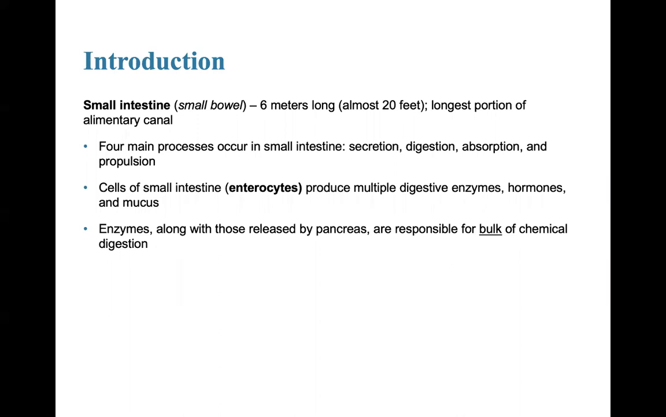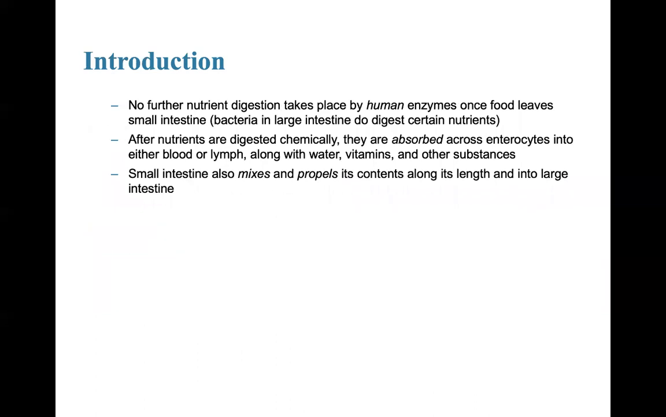in a few minutes. The cells of the small intestines are enterocytes, which produce multiple digestive enzymes, hormones, and mucus. Enzymes, along with those released by the pancreas, are responsible for a bulk of the chemical digestion that actually occurs. No further nutrient digestion takes place by human enzymes once food leaves the small intestines. Note human enzymes, because once you get into the large intestines, you have bacteria, and bacteria can help to break down any food product that was not digested, not necessarily for absorption for you, but just to break it down.